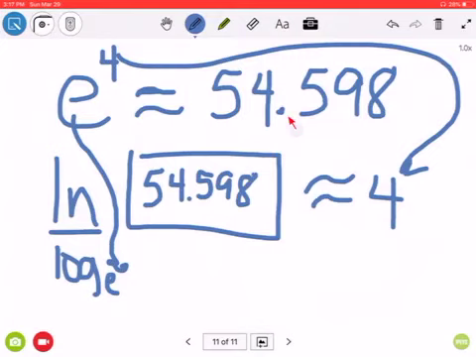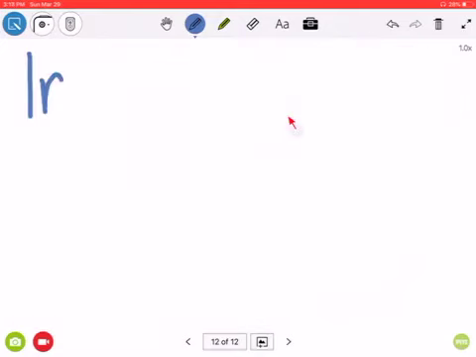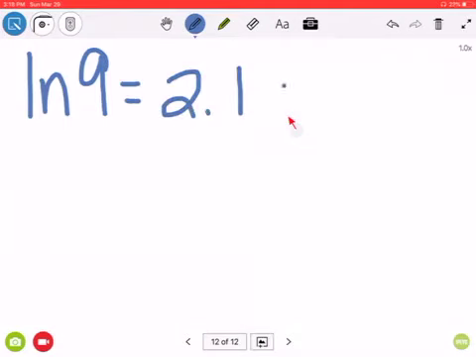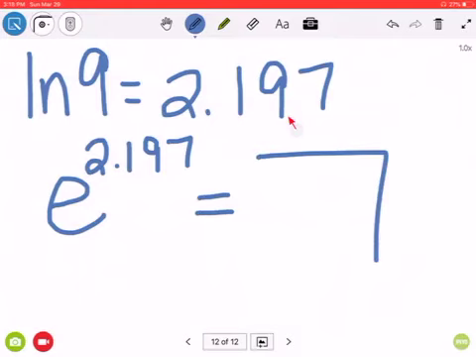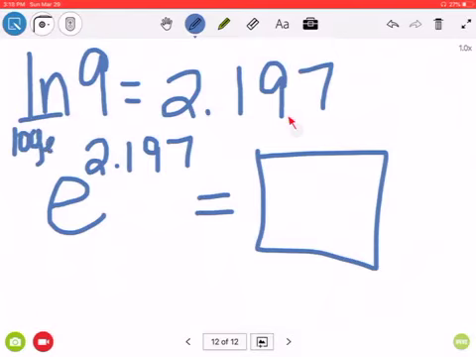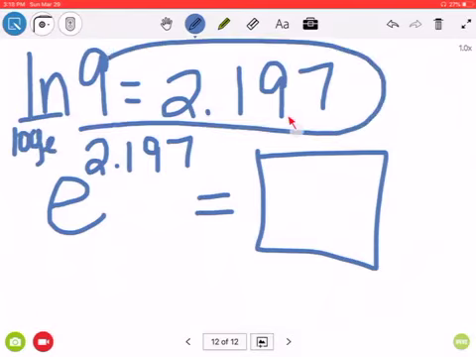Okay, let's take a look at another one. All right, natural log of 9 equals 2.197. And it's saying e to the 2.197 is equal to what? Well, remember, ln is just a logarithm with a special base e. So e to that power, draw your loop, it's equal to the 9. The 9 was what was missing there.